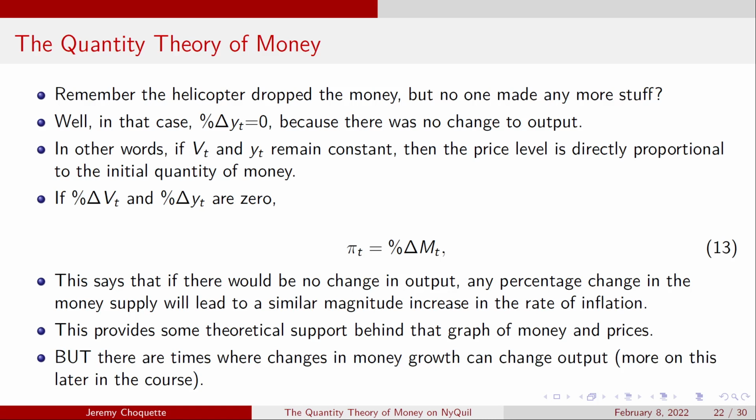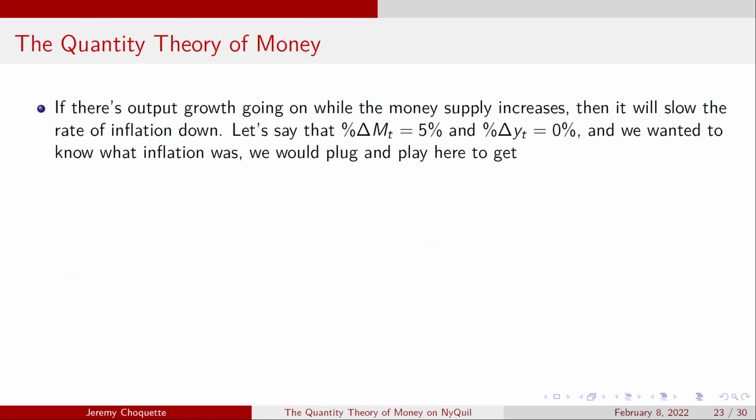Now, there are times where changes in the money supply or changes in money growth can be changing output. And we will definitely be talking about this much more a little bit later on in the course. But it's actually fairly common, really, when there are changes in the money supply that lead to some change in output. So I don't want you to think that equation 13 is just the way it always is, because it's not. Sometimes, yes. Always, definitely not.